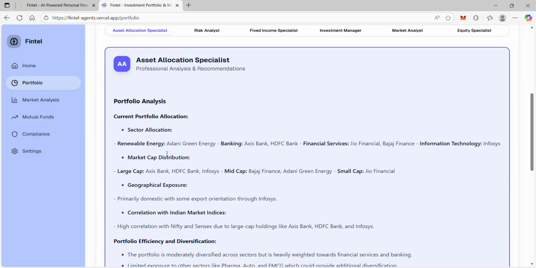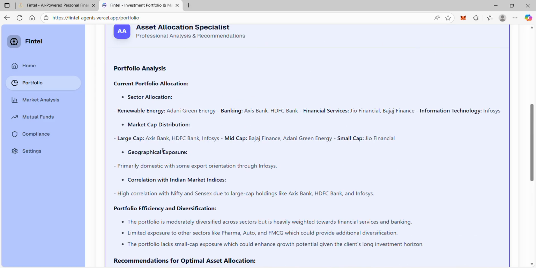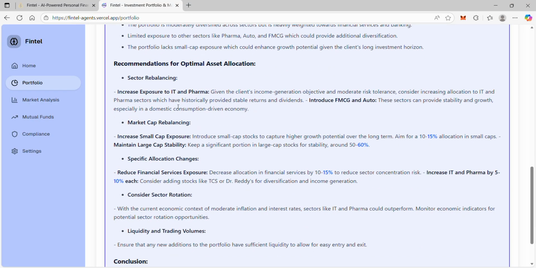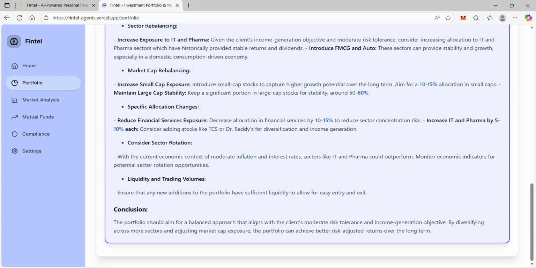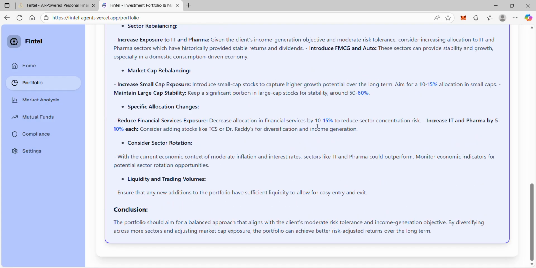These are the allocation specialist's results. It tells how much you should invest in a particular stock, and what the market distribution, geographical exposure and sector rebalancing are. It recommended that I increase the exposure to IT and pharma and reduce the exposure to fintech. My portfolio was mostly concentrated in the fintech domain, so it told me to reduce that and increase my sector allocation in IT and pharma. And it also provided a conclusion.